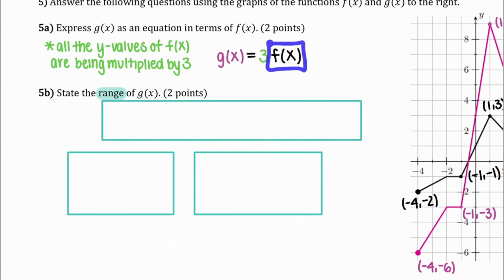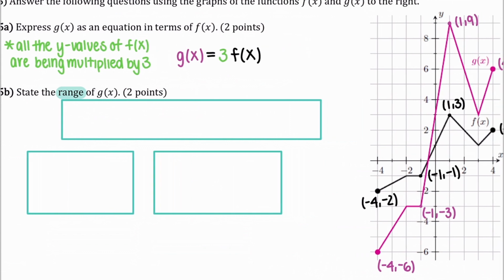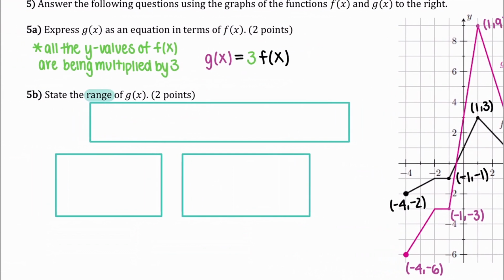So this is just saying that we're multiplying all the outputs of f of x by 3, and that gives us g of x. Yay.